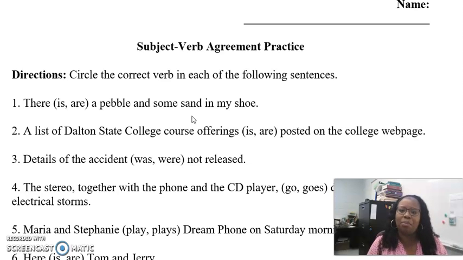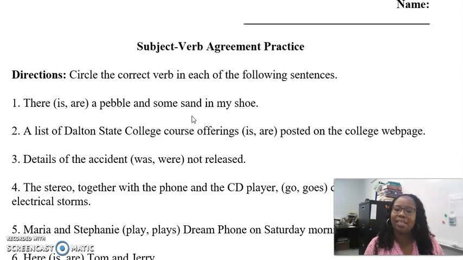Let's look at one more. Number 2 on this sheet says a list of Dalton State College course offerings is or are on the college website. So, of course, you might be inclined to choose are, because we're looking at the word offerings. However, the subject of that sentence is list. List is what the sentence is about.